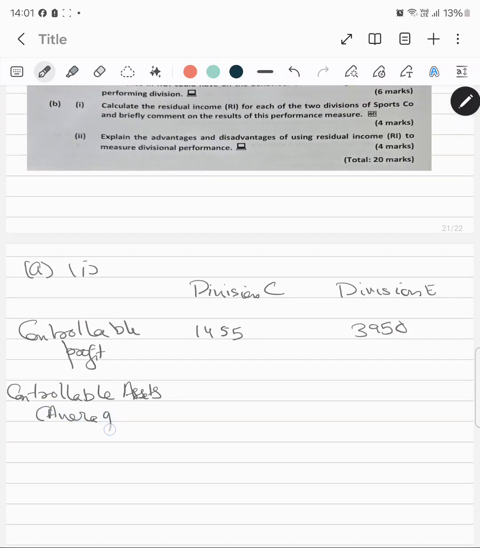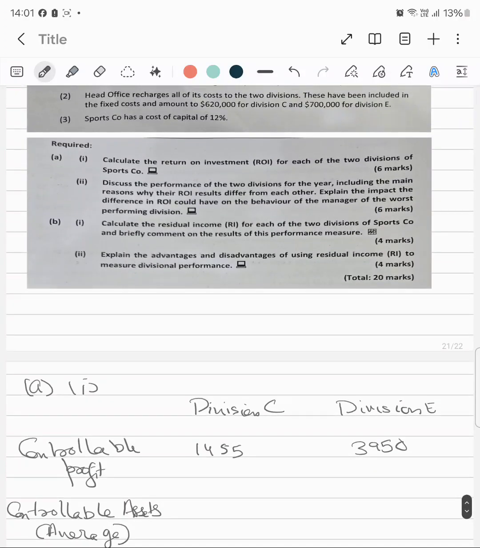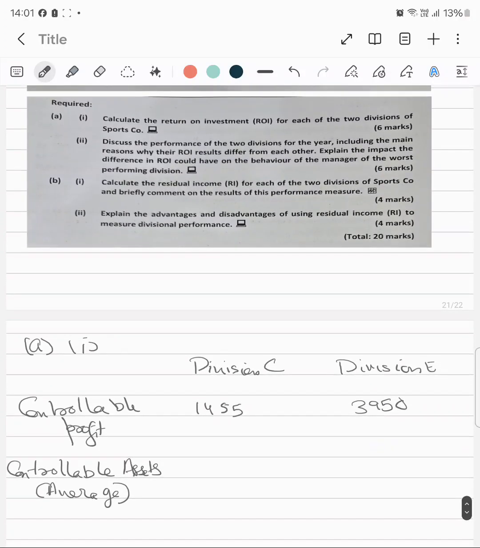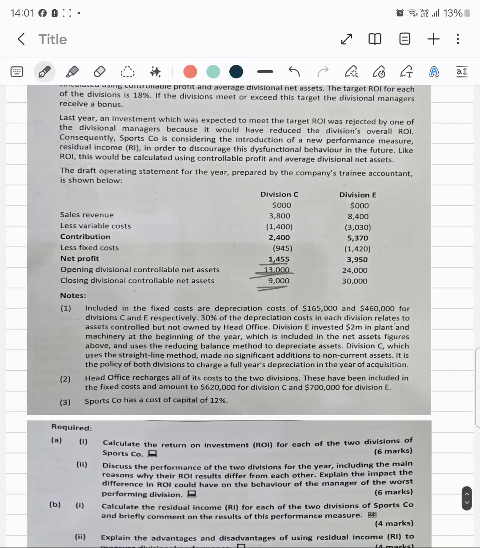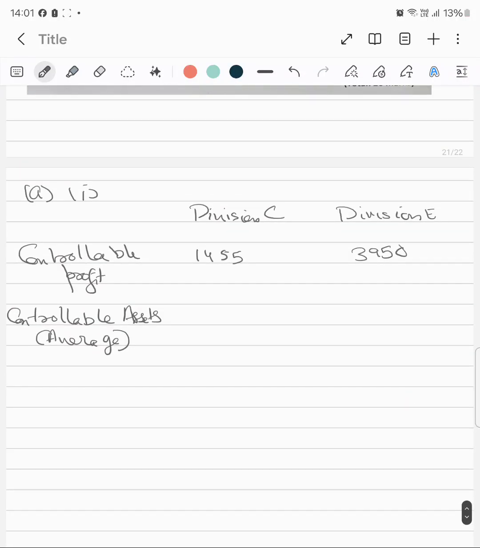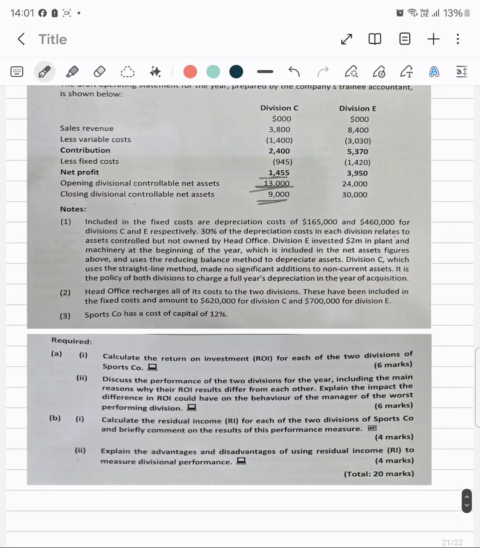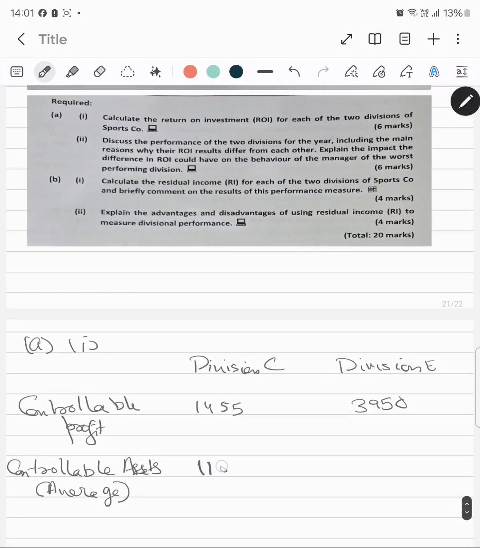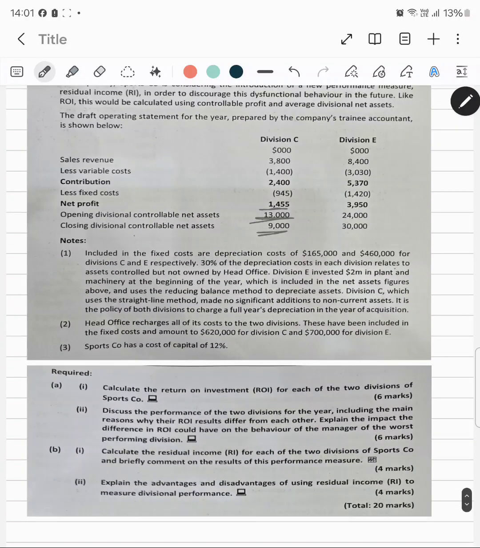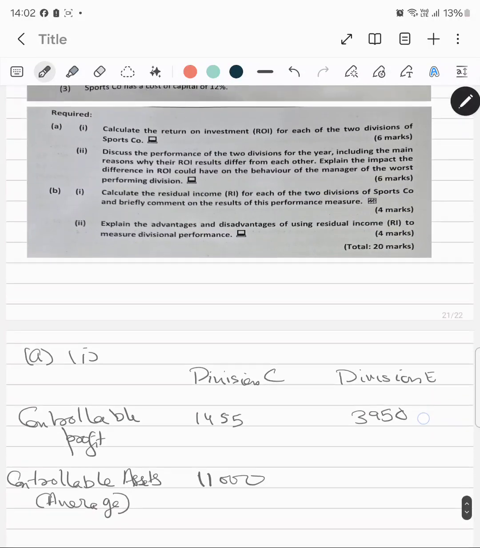Okay. Whenever opening and closing balances are given, in case of ratios also, which is covered in this performance management portion, in FR also we have done ratios, and in PM also we are doing ratios. So in that, what I have noticed is whenever opening and closing balances are given, we take the average balances, and whenever only the closing balance is given, we only consider the closing balance. So the average controllable assets of division C would be 13,000 plus 9,000 divided by 2, that is 11,000. And for division E, it's 24,000 plus 30,000 divided by 2, it's 27,000.